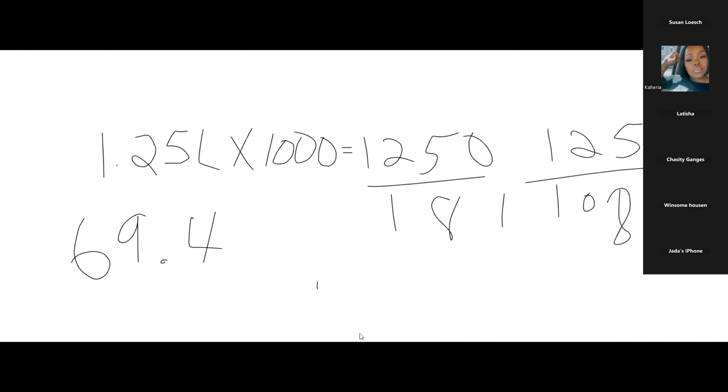No, 20. So 1,250 divided by 1,080 times 20, which gave me 23.1. And I rounded it to 23. Okay, I got 23. I was just confused about the 69. Because it asked you for both answers, the 69 mLs per hour plus the drops per minute.